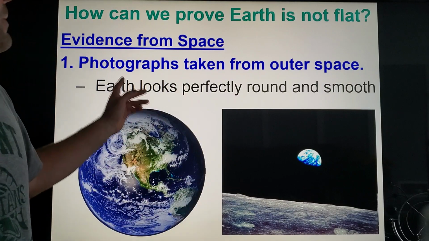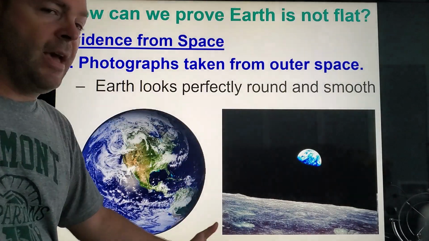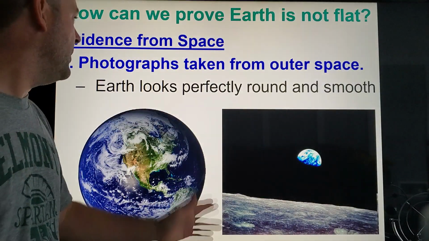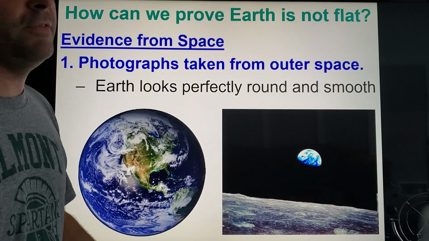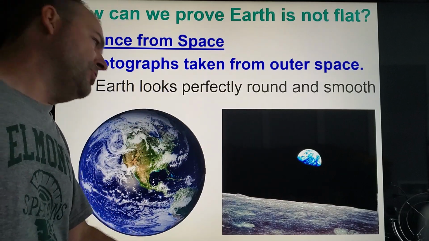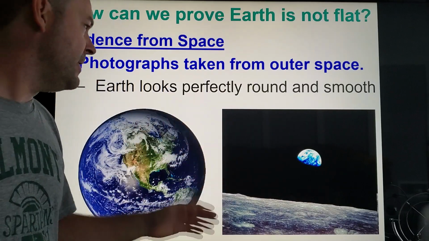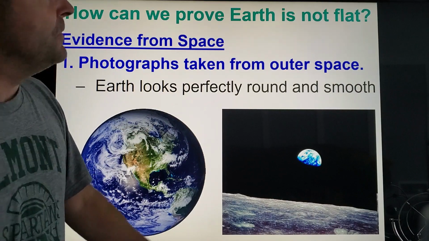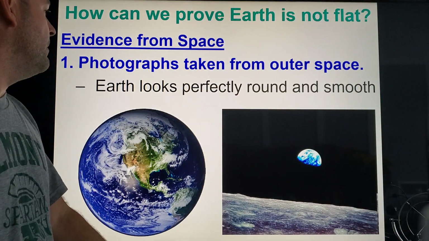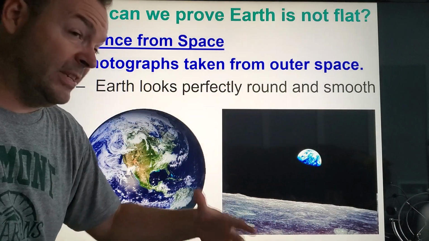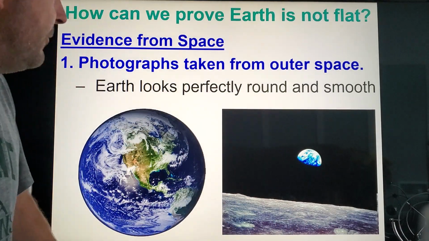All right? But probably the best evidence we have, right, uncontestable at this point, would be photographs taken from space. Now, I know what you're thinking. They can be doctored. Yes, it's true, but certainly that is very good evidence. Okay, it looks perfectly round and smooth. It is not perfect, but it certainly looks it from a distance.